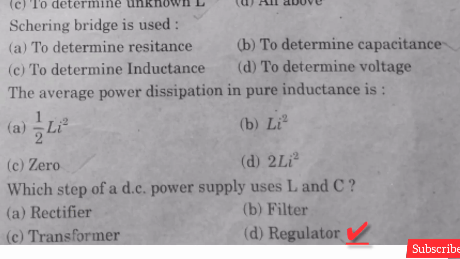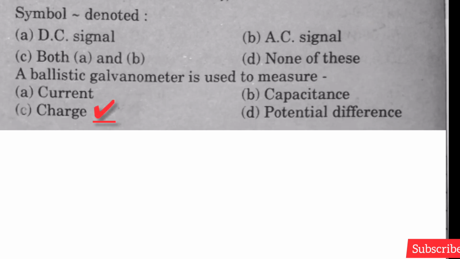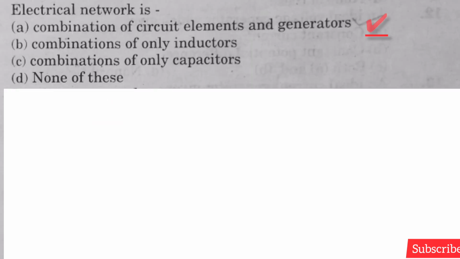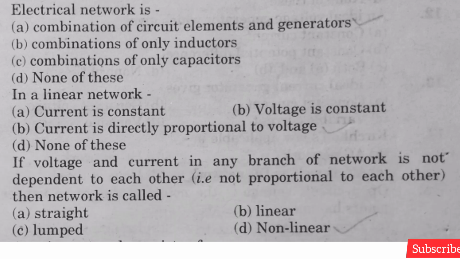Which step of a DC power supply uses L and C regulator? Option D is right. Symbol this denoted AC signals. Option B is right. A ballistic galvanometer is used to measure charge. Option C is right. Next question is electrical network is combination of circuit elements and generator. Option A is right. In a linear network, option B is right. Current is directly proportional to voltage. If voltage and current in any branch of network is not proportional to each other, then network is called non-linear.